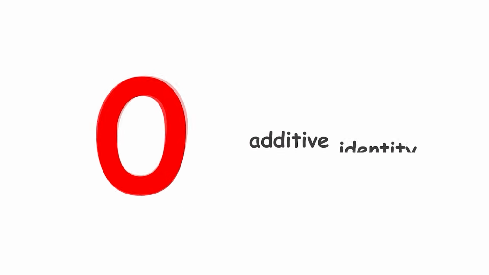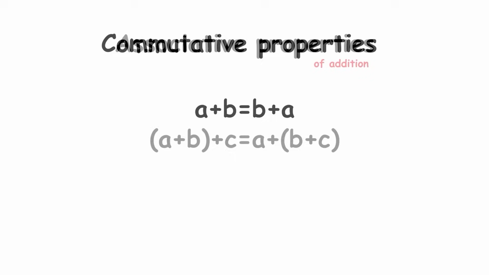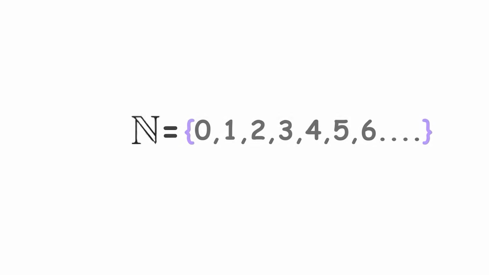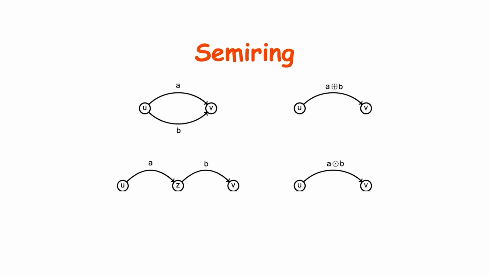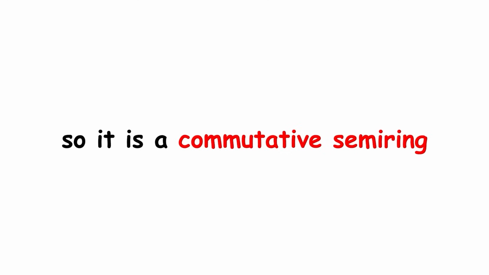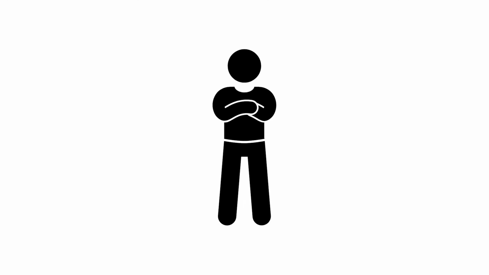Another property is the identity elements. Zero is called the additive identity because adding zero leaves a number identical. Similarly, one is called the multiplicative identity. Finally, there are the commutative and associative properties of addition, the associative property of multiplication, and the distributive property. Since the set of natural numbers with these operations satisfy these properties, they form a structure called a semi-ring. In particular, multiplication is also commutative, so it is a commutative semi-ring. As for subtraction and division, we'll get to those in due time.